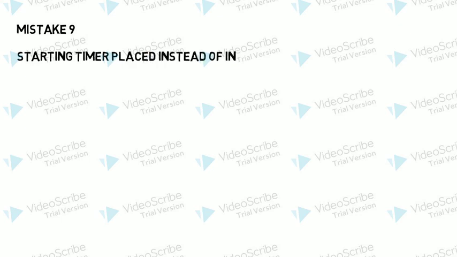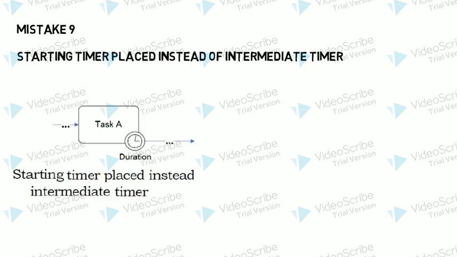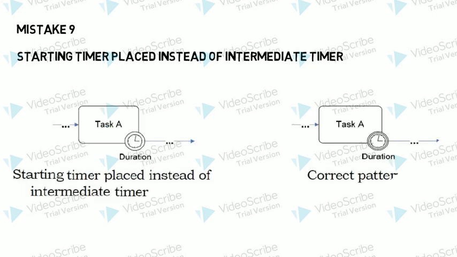Starting timer placed instead of intermediate timer. This is a small but very frequent mistake: using a starting timer instead of an intermediate one. Time events are often misused because of the inner circle which represents the clock symbol. This is a syntactic error. The solution to this mistake is that the start timer should be replaced with an intermediate timer event.